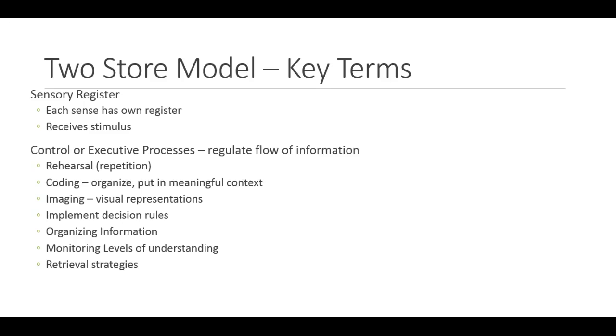Some of the key terms in the two-store model are the sensory register, and they saw that as how our senses, our 5 senses, each had their own register or place that received that information, received that stimulus. The 2 most studied senses in terms of learning and in terms of the register are verbal and auditory. Then the two-store model explained how information got from short-term into long-term memory through the control or executive processes. And those are the processes they felt regulated the flow of information between the 2 storage units.